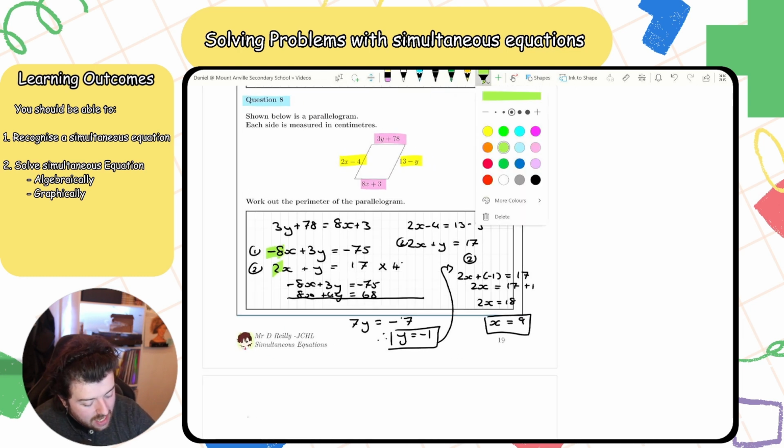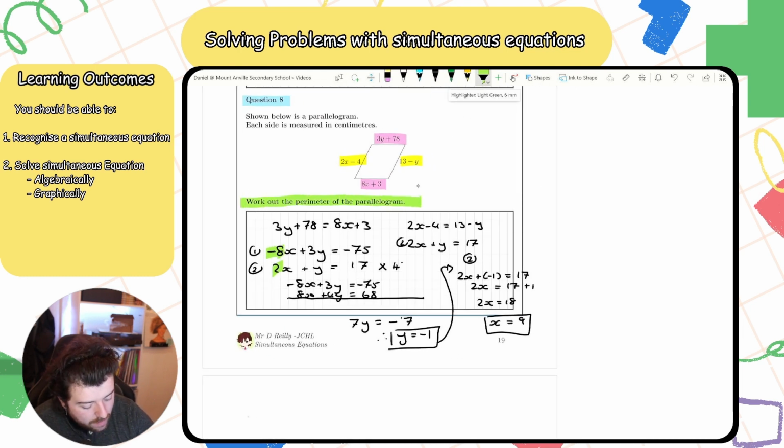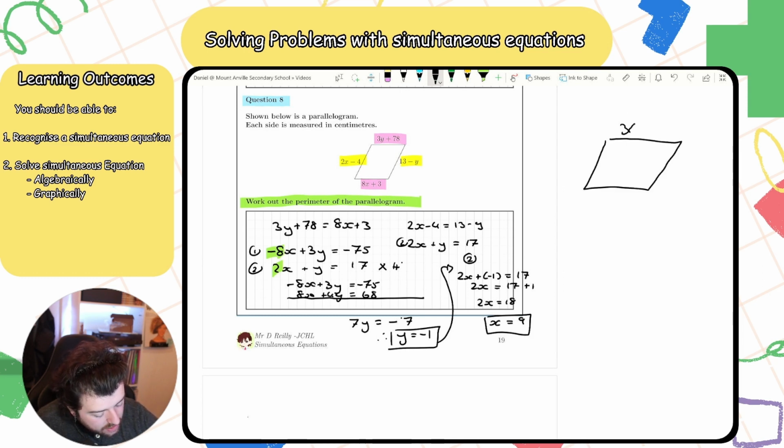But the question is asking me, work out the perimeter. So I'm working out the perimeter of this shape. So my top line is going to be 3 times minus 1 plus 78. Then here is going to be 13 minus 1. Here's going to be 8 times 9 plus 3. And here's going to be 2 times 9 minus 4.